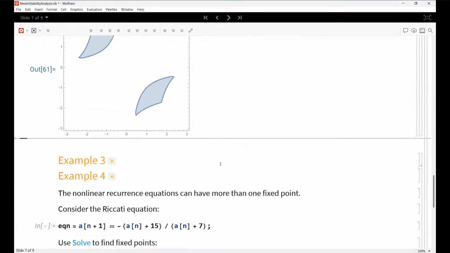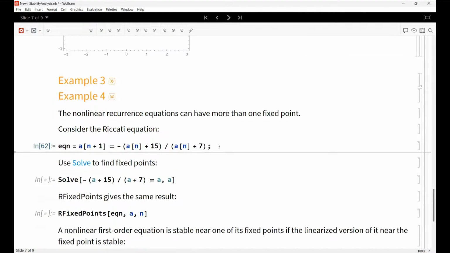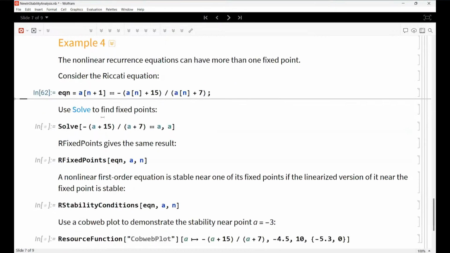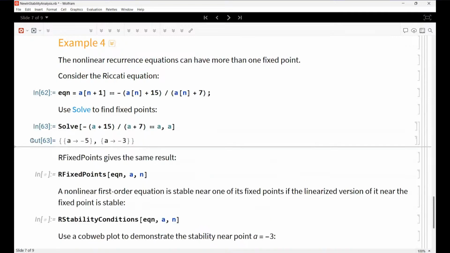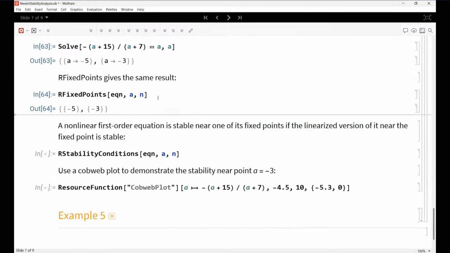As a next example, let's consider a nonlinear recurrence equation, which again can have more than one fixed point. So we can speak only about local stability in this case. So let's consider this equation. The fixed points are the solution of the following equation, and we have two fixed points here, -5 and -3, and our fixed points returns the same result.